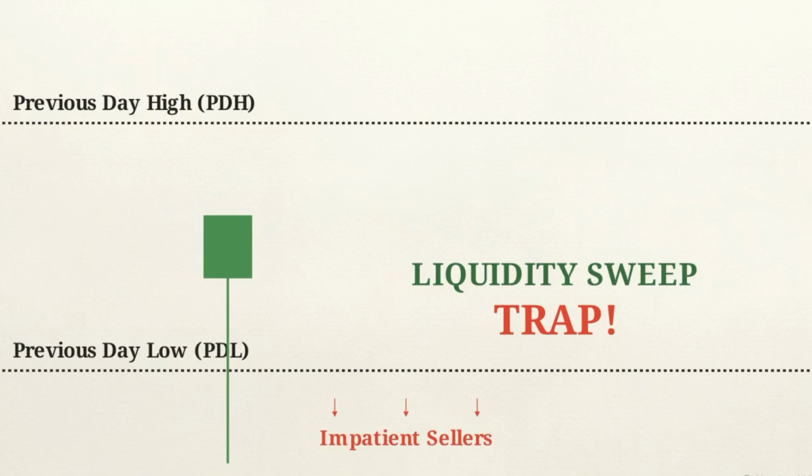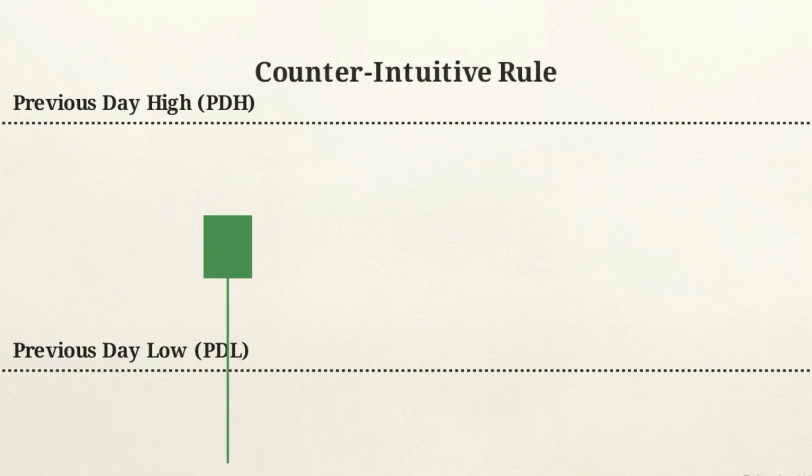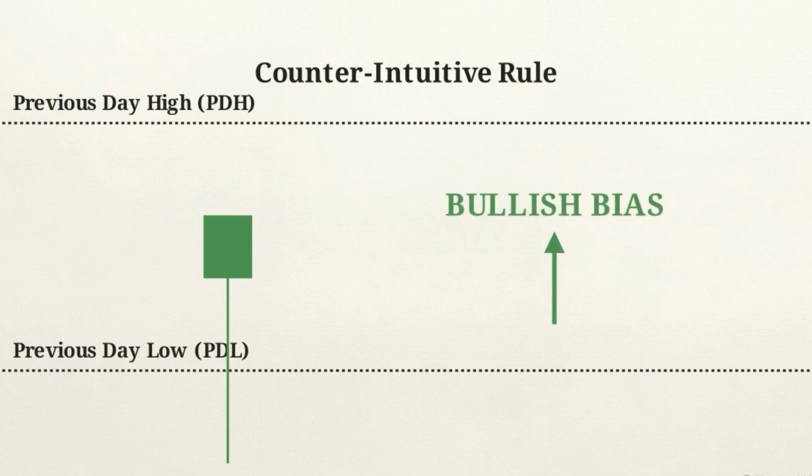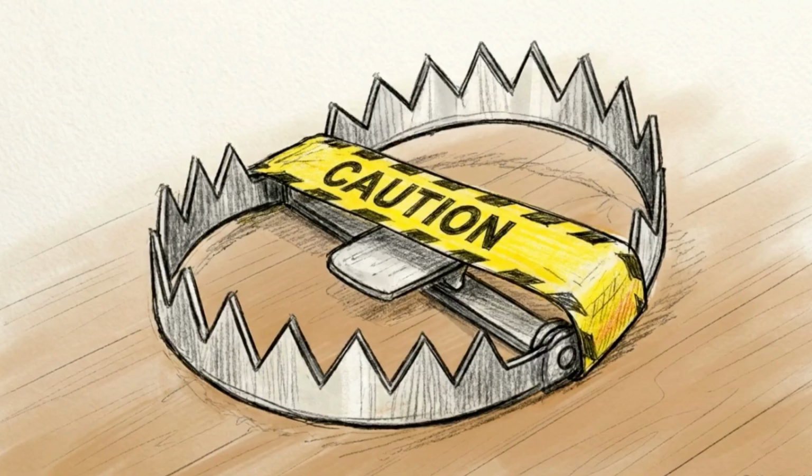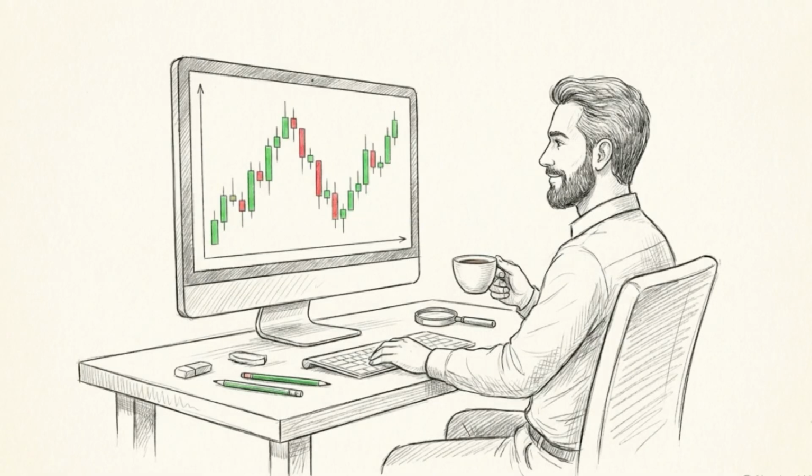Because those sellers are trapped, we use a counterintuitive rule. A wick break below the previous day's low means your bias for the next day is actually bullish. The exact same math applies on the high side. If the price sweeps the high but only leaves a wick, your bias for the next day becomes bearish. By identifying these wick breaks as traps rather than true breakouts, you avoid early losses and start capitalizing on the very reversal stopping everyone else out.